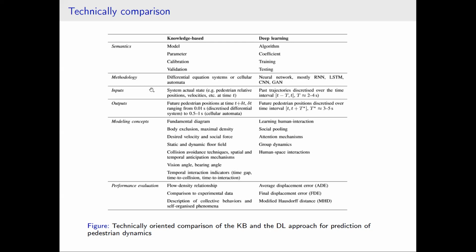Interesting are also the differences in the inputs. When you make predictions with knowledge-based models, you use the actual state of the system, for example, the pedestrian position, the relative position between the pedestrians, or the velocity of the pedestrians. In the deep learning approach, you use past trajectories for the predictions, not just the actual state. And then there are also differences in the output, because here the output are just small time steps, for example, just a millisecond, but in the deep learning approach, you have greater time steps, for example, 3 to 5 seconds.